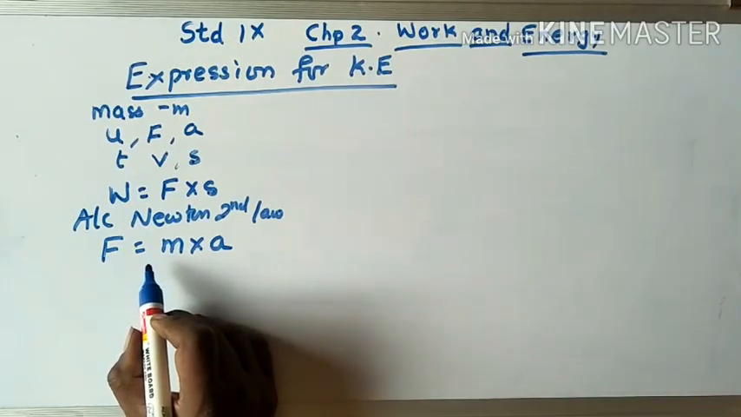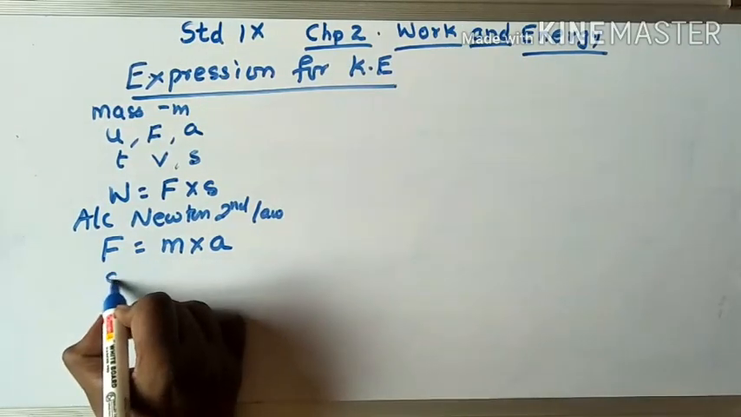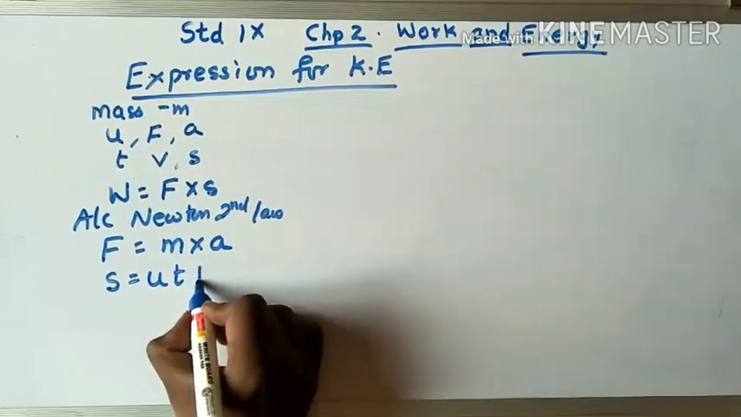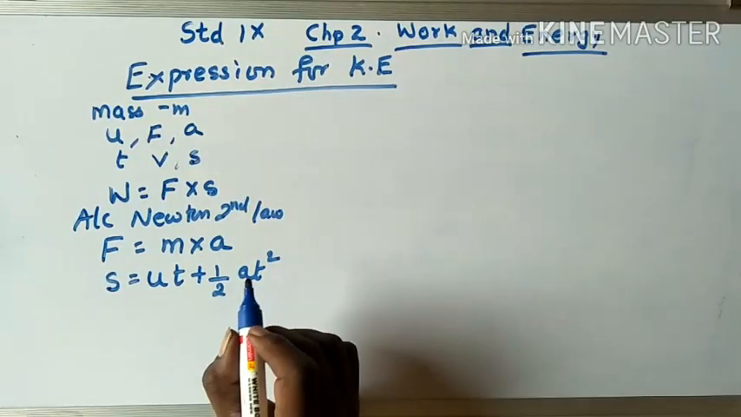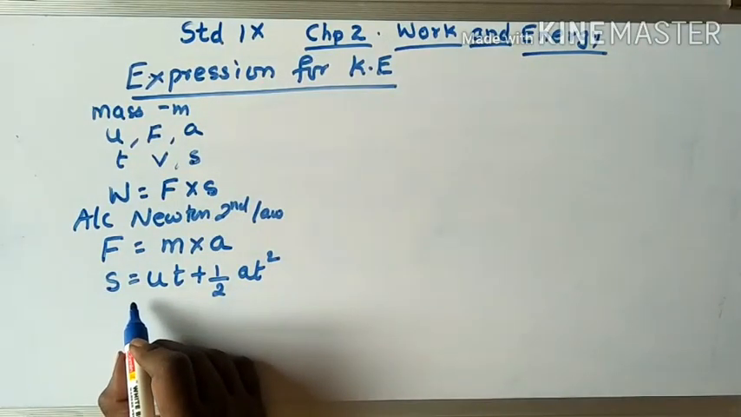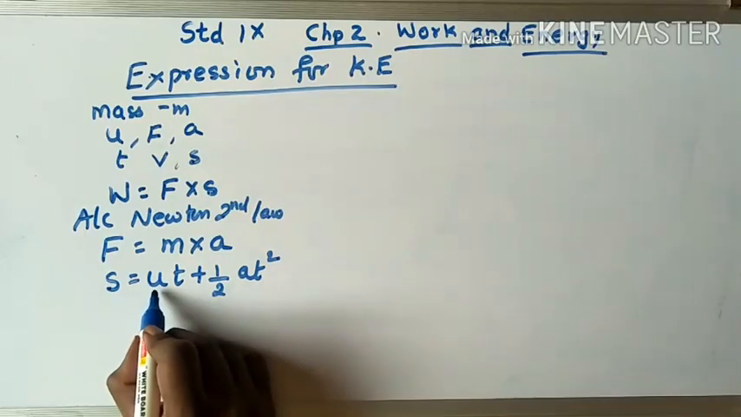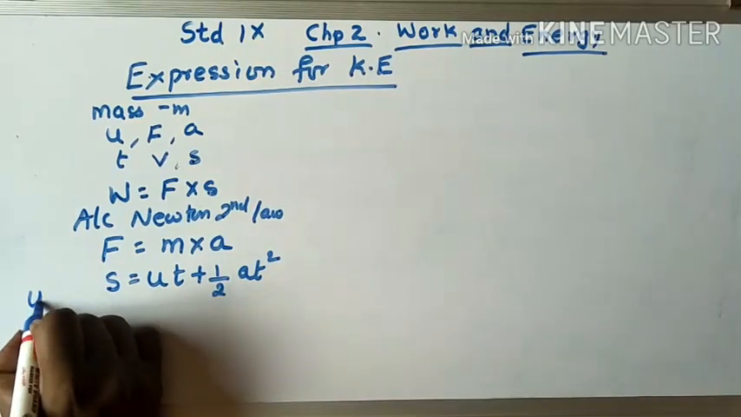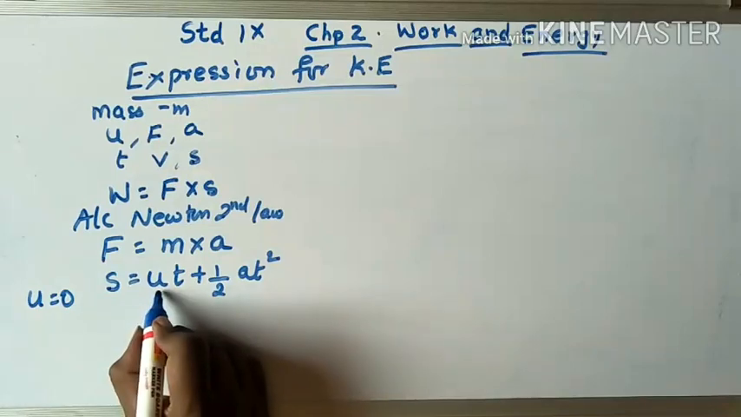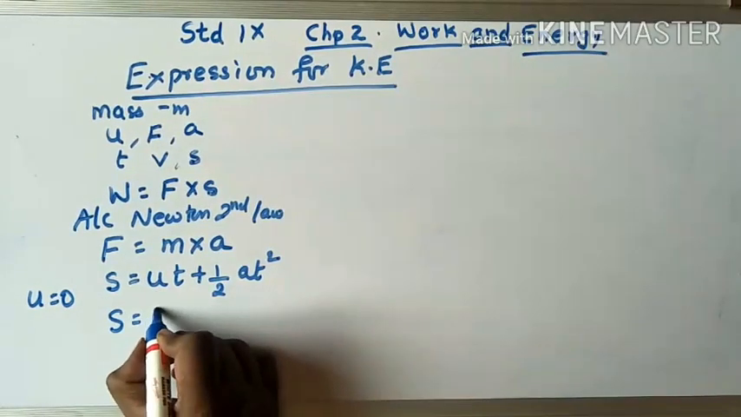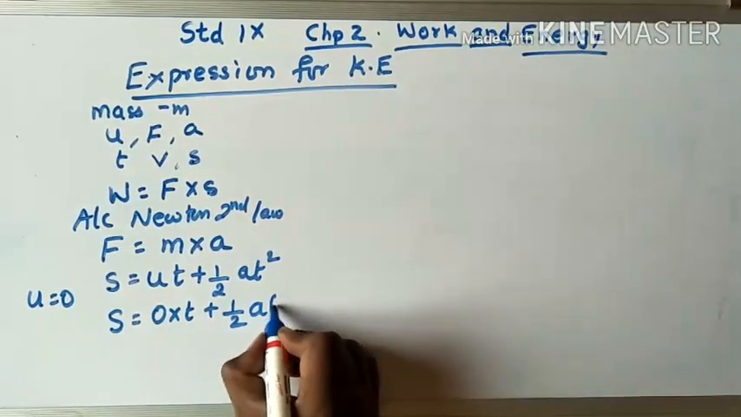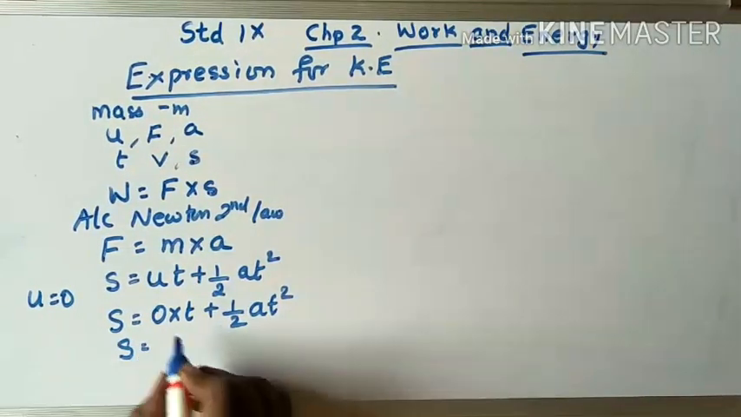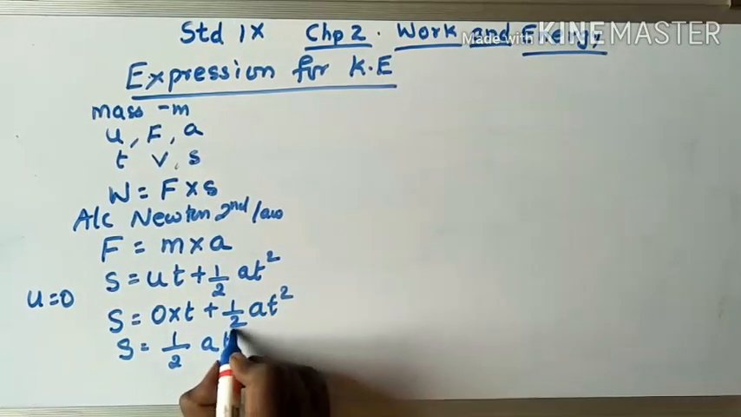One more formula is there, that is S is equal to ut plus half at square. You remember this equation. Now we'll do one thing. From this equation, here the initial velocity, which is u, is 0. Now put this u here. So S is equal to 0 into t plus half at square. It becomes S is equal to 0 into t is 0. So S is equal to half at square.